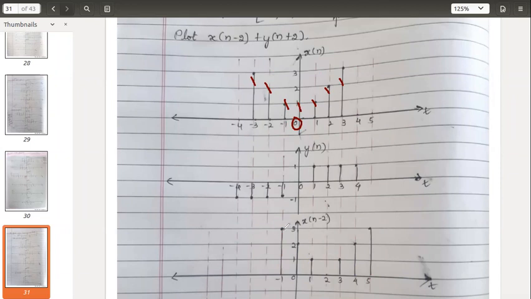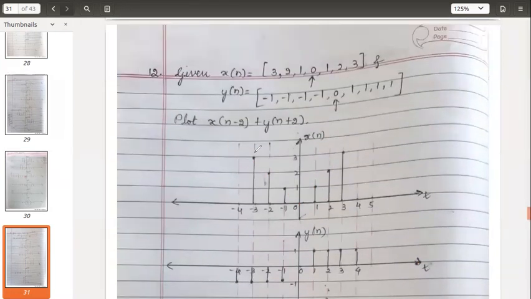Now you count the shifted samples. 1, 2, 3, 4, 5, 6, 7. All samples should be drawn. Don't miss any of the samples. Original signal should look the same even in the shifted version as well. Only the time value will change. However, their amplitude, the originality of the signal should remain the same. So this is how we shift the signal.